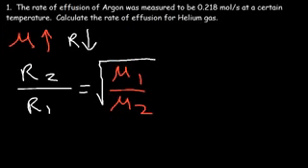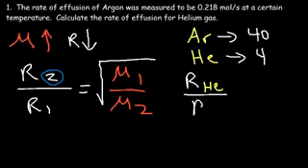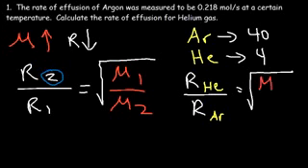Well, first, let's find the molar mass of argon and helium gas using the periodic table. For argon, the molar mass is about 40 grams per mole. It's 39.95, but I'm going to round it to 40. And for helium, it's about 4. We want to find the rate of effusion for helium, so I want helium to represent subscript 2. The reason is that it's easier to solve for R2 instead of R1. If you try to solve for R1, you're going to have to flip the fraction. So helium corresponds to subscript 2, and argon corresponds to subscript 1. The rate of effusion for helium divided by the rate of effusion for argon is therefore equal to the square root of the molar mass for argon divided by the molar mass for helium.